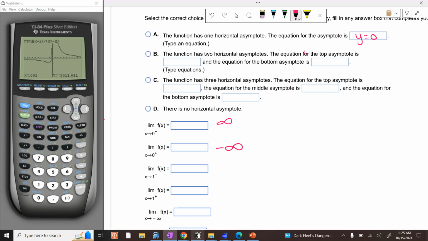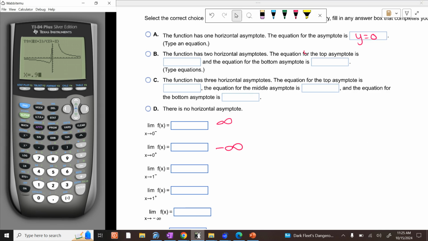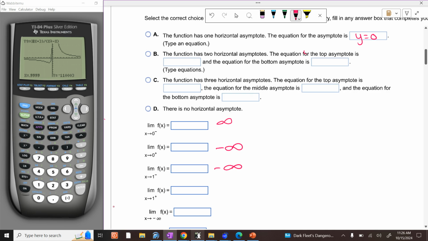Now, at 1 coming from the left, again, I can't see what's going on there. There's no graph on my graphing calculator. So I've got to use my trace feature. So at 0.9, I'm at negative 113. At 0.99999, I'm at negative 110,000. So as I'm going towards 1 from the left, I'm going towards negative infinity.